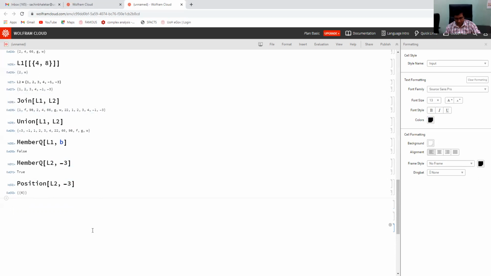If some element is repeating, let us consider L3 containing repeated elements. Say 1, 2, 3, 1, 6, 1, 5, 1. Now, let us see the position of 1 in L3. It is providing all these positions.